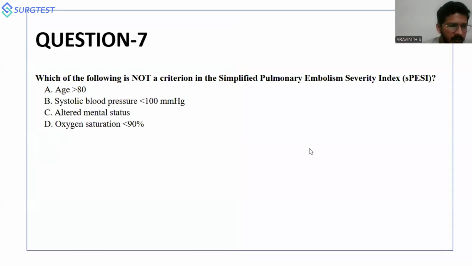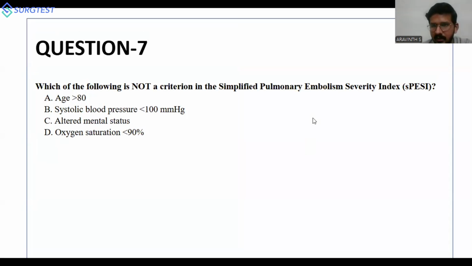We'll go to the next question. Which of the following is not a criterion in simplified PESI index? I just told you about the various parameters of simplified PESI. Can somebody answer it for me? Age more than 80 years, systolic BP less than 100, altered mental status, and oxygen saturation less than 90%. C. Okay, good. I'm happy some point has been driven home.